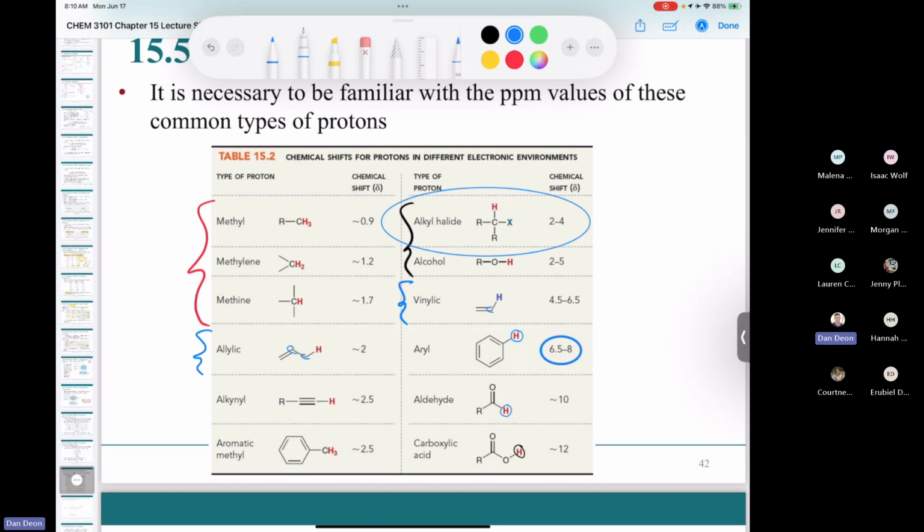And that's because we have iodine, bromine, chlorine, fluorine, right? And these have different electronegativities. Alcohols also have a wide range of chemical shifts, and we'll talk about alcohols a little bit more later on. Alkynyl protons, so if you have an alkyne, that's going to have a chemical shift of around 2.5. An aldehyde is really high, it's around 10. A carboxylic acid proton is at 12. And then the last one that's on here is an aromatic methyl, which is around 2.5. So again, it would be wise to commit these numbers to memory.